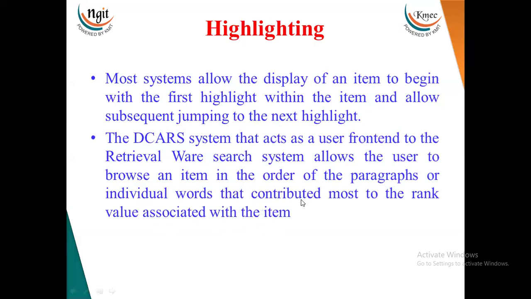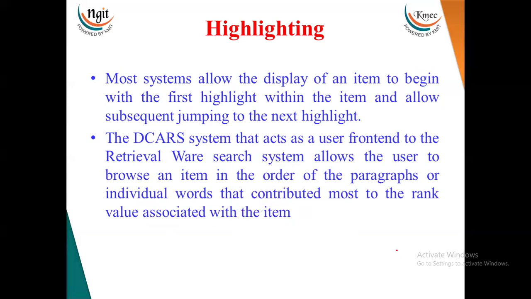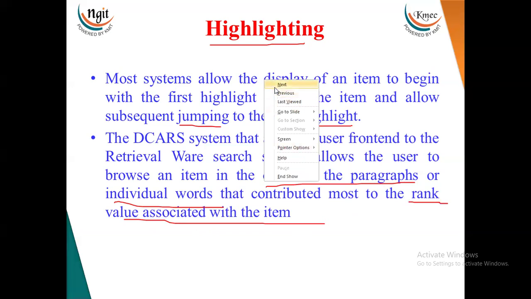Next one is highlighting. We know the general meaning of highlighting: you want to highlight important, regularly used elements. If you want to jump, suppose I don't want to check the complete thing, I want to go to the next highlight. So you highlight all the important keywords or important data according to the concept based or zonal based approach. You can highlight the element, which makes it very easy to get paragraphs or individual words associated with the item. And remember, all this highlighting will be done according to the rank.